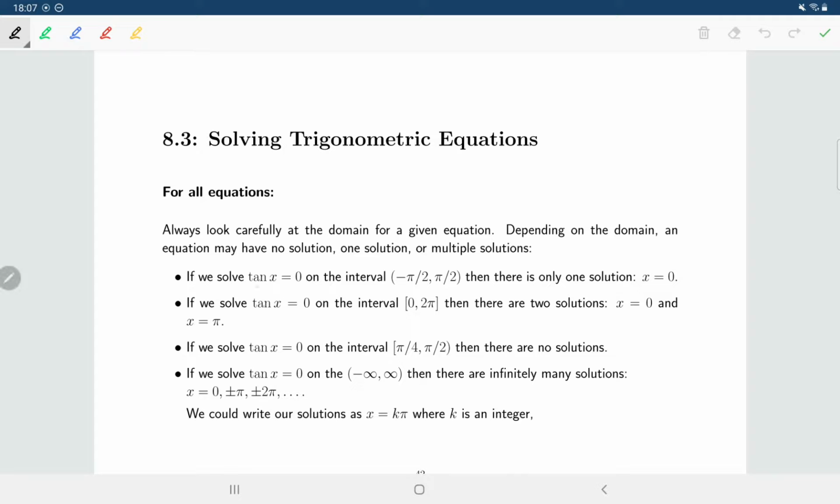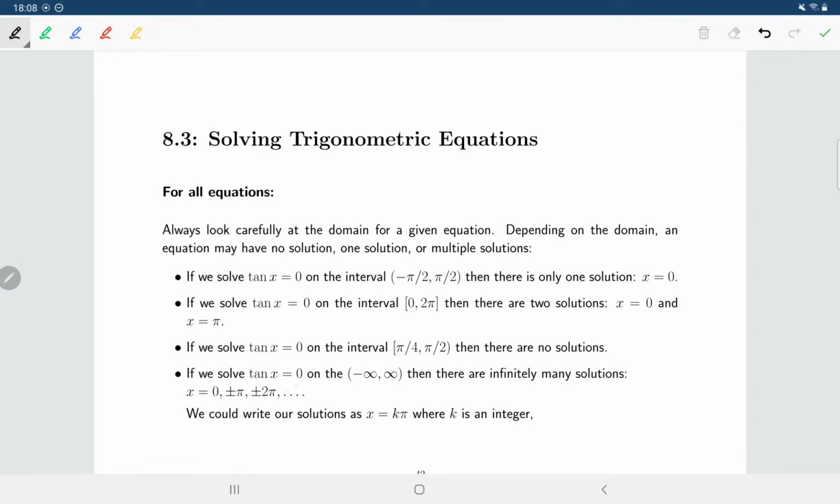So, for example, if you're solving the equation tangent x equals 0, there's several possible solutions that you could get depending on where you're looking for those solutions. If we were solving over the interval from negative pi over 2 to pi over 2, then there would be only one solution. You would only have tangent of x being 0 when x is 0. But if we looked at the interval from 0 to 2 pi, then we'd have two solutions. Or if you looked at the interval from negative pi over 4 to pi over 2, there are no solutions. There's no value of x in that interval that would solve that equation.